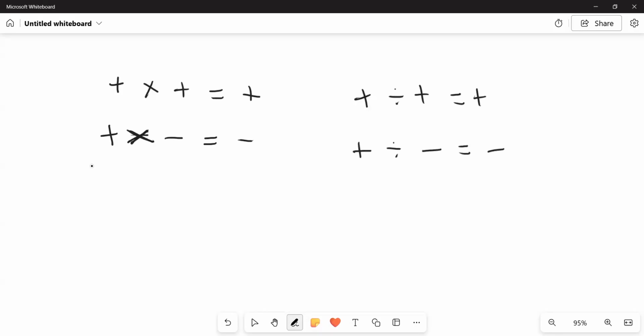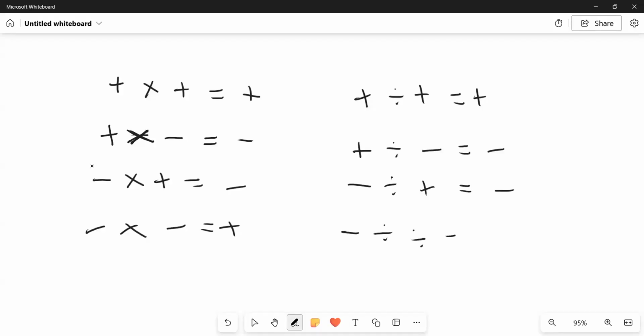If you put it the other way around, it's the same thing. A negative multiplied by a positive is a negative. A negative divided by a positive will give you a negative. And then a negative multiplied by a negative gives you a positive. And a negative divided by a negative gives you a negative. Same rule. Same rules.